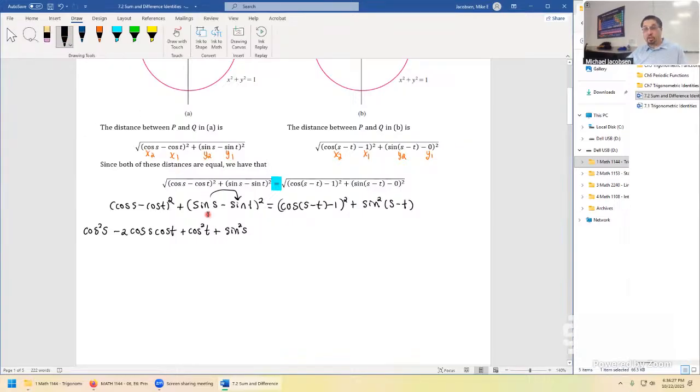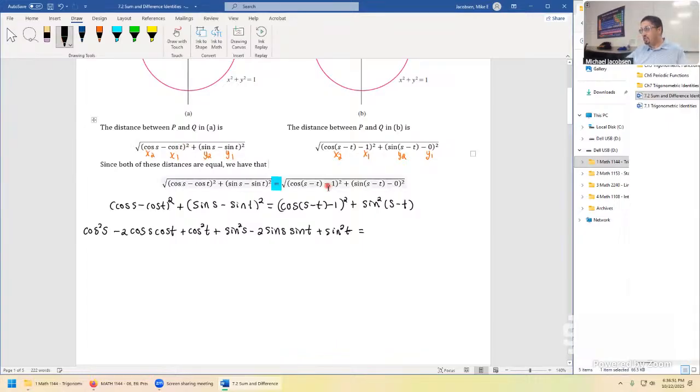Sorry for that error and distraction. Same idea on this one. FOILing this out is going to give us a negative sine s sine t, then two copies. So minus 2 sine s sine t. Last, it's going to be sine t times itself, so plus sine squared t. And that's the entire left-hand side.